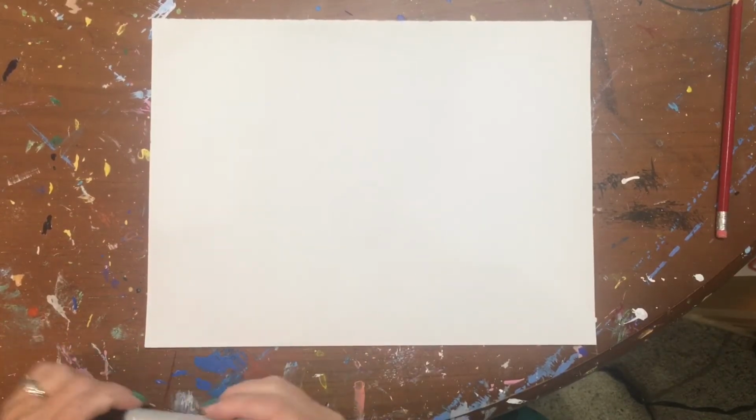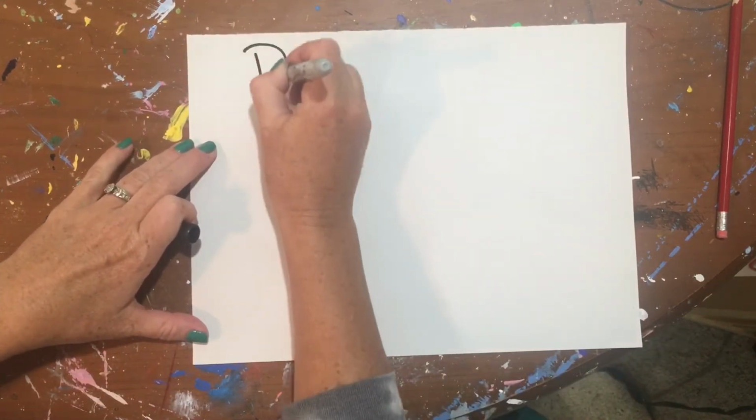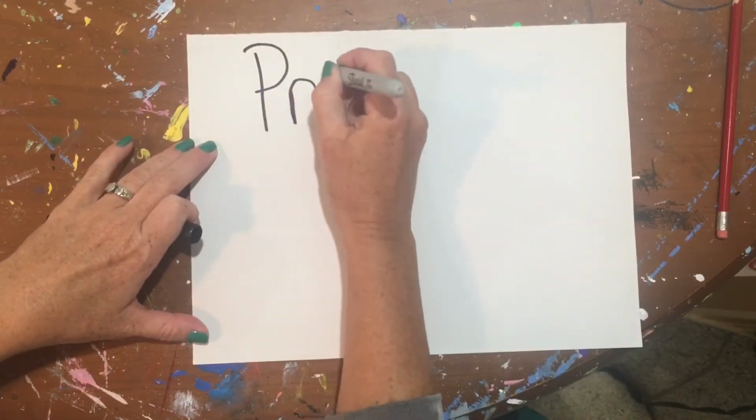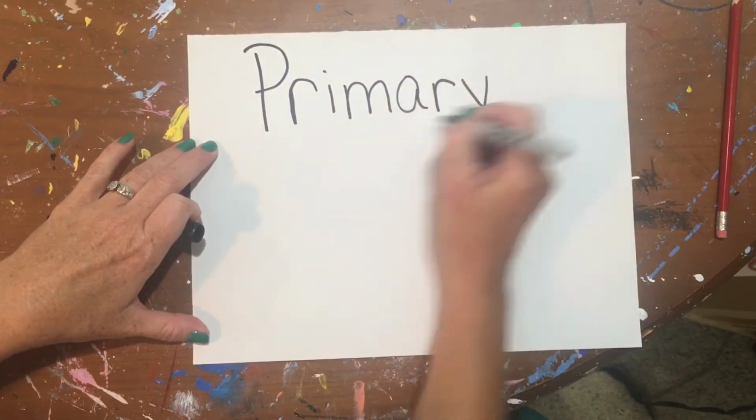Now, let's talk about color. Color is all around us. You might have color in the grass because it's green. You have color in the sky, it's blue. You have color on your clothes. Color is all around us. Let's talk about our primary colors.